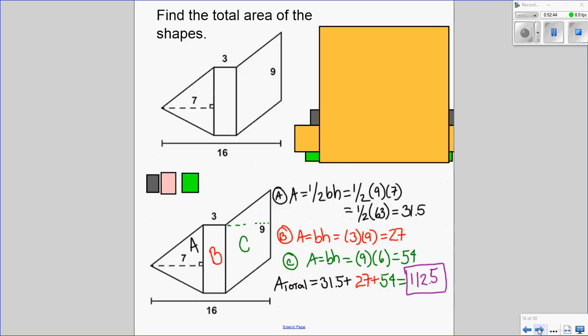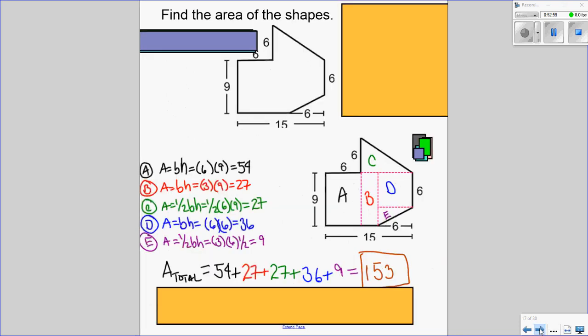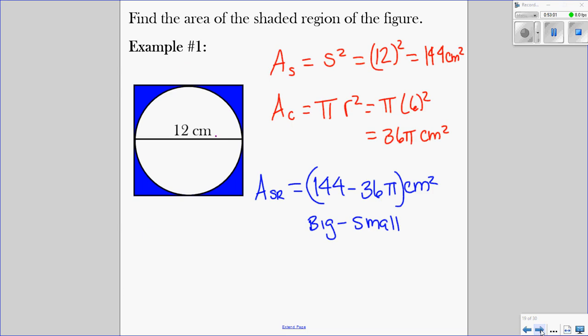And then when it comes to a weird shape, find the total area: look at the shapes that you're familiar with, break it down into shapes that you know, find the area for each of them and add them all up. And when it comes to shaded regions, find the area of the shapes that you see, and then subtract the smaller shapes from the bigger to give you the leftover area.